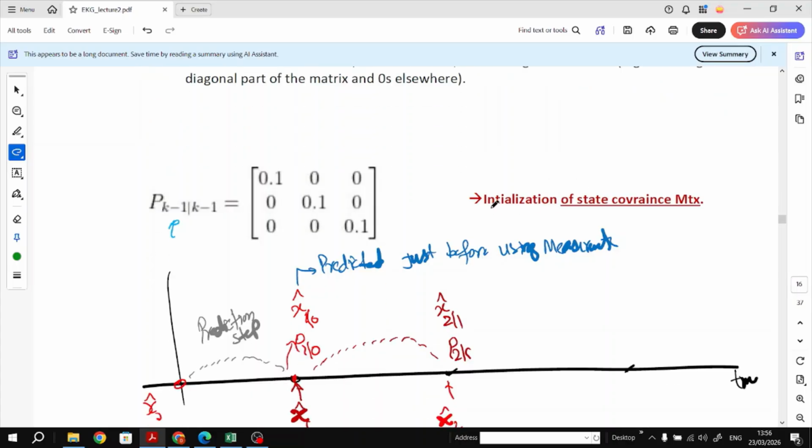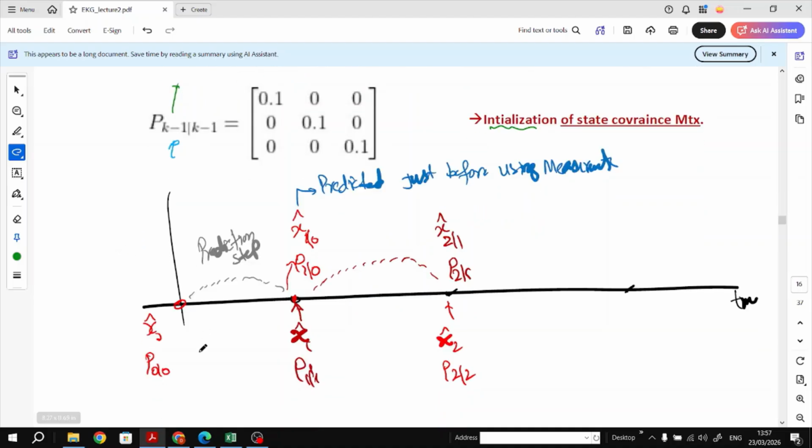And initialize your state covariance matrix. So what is that? Initially, this notation and this notation have the same meaning, k minus 1 plus. For initializing, we will initialize with some small numbers on the diagonal, and the off-diagonal elements will be 0. So we need to initialize our Kalman filter algorithm using this initial state vector and initial state error covariance matrix.